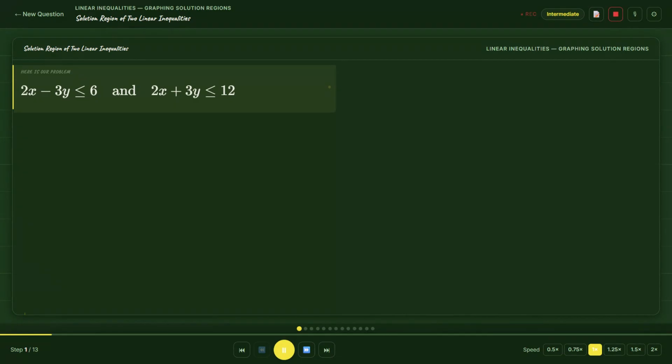Hello, we have two rules here and we need to find the area on a graph where both rules are happy at the same time. Then we will shade that area with color.